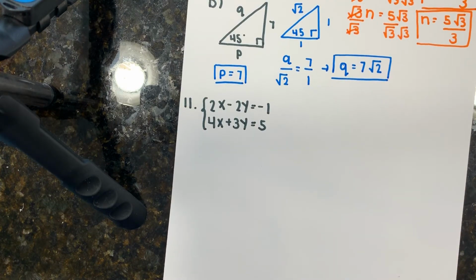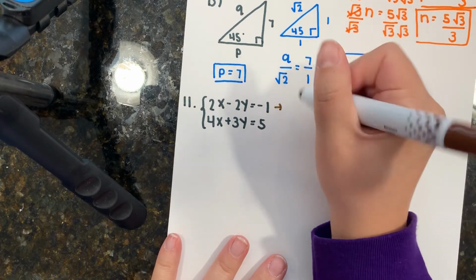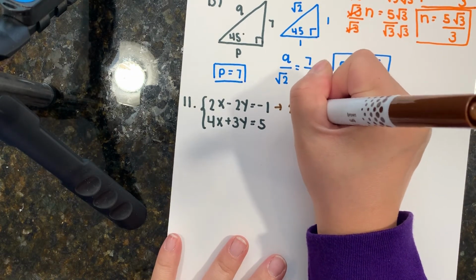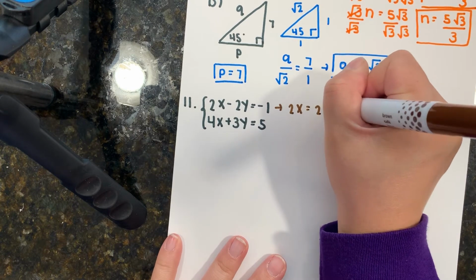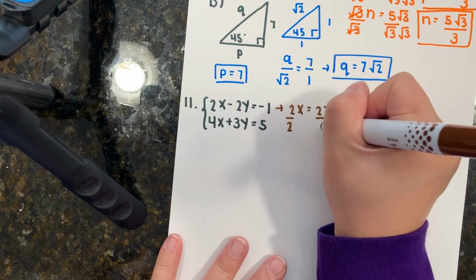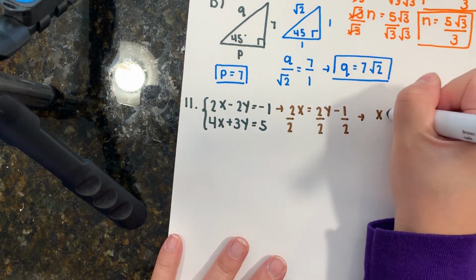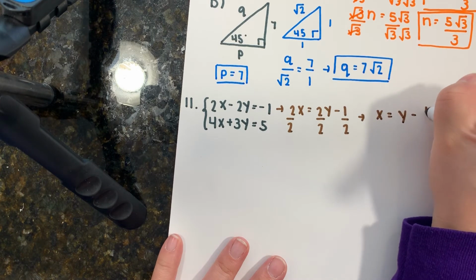Now moving on to number 11. This one is asking you to solve by substitution, not by elimination. So we're going to have to solve for one of the letters. It doesn't matter which one. I'm going to solve for what x is equal to. So if I do 2x, that would be equal to 2y minus 1. Divide the whole thing by 2, which would give me x is equal to y minus 1/2.